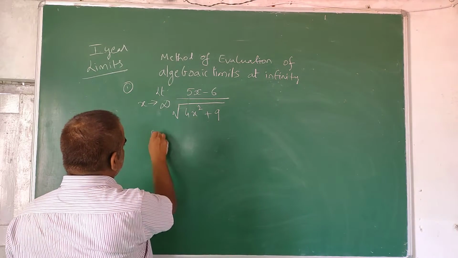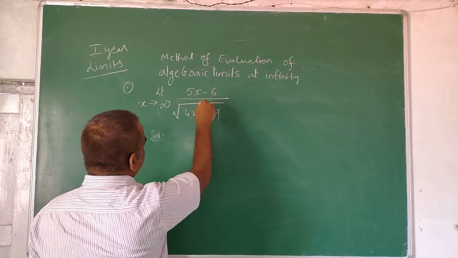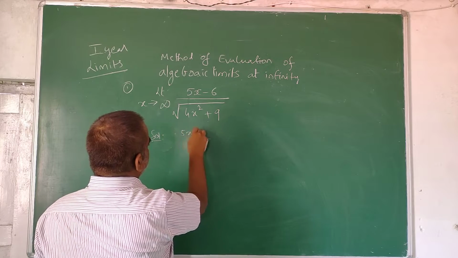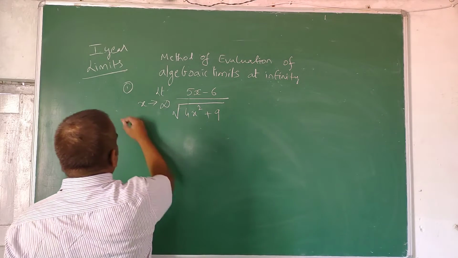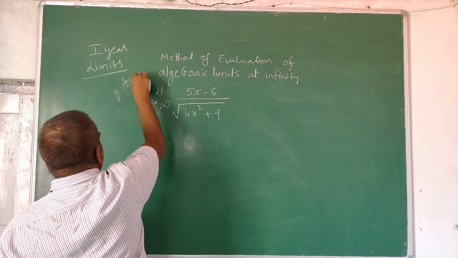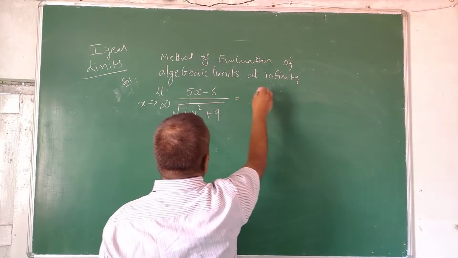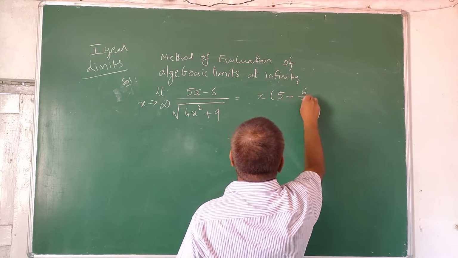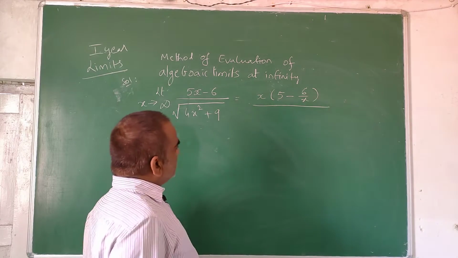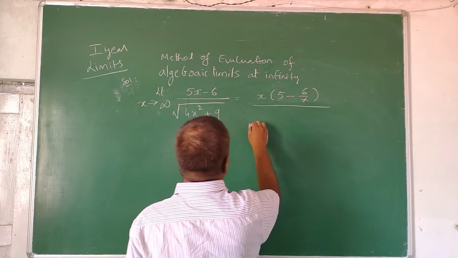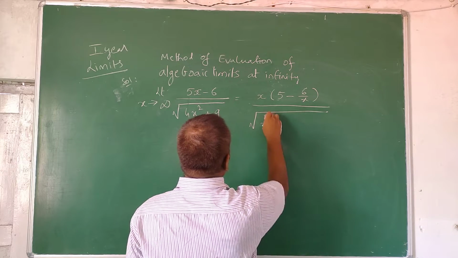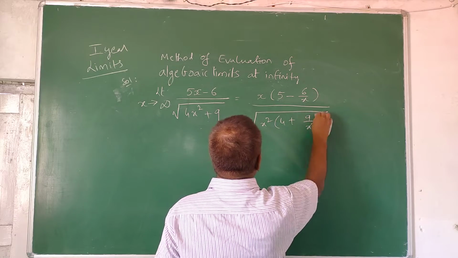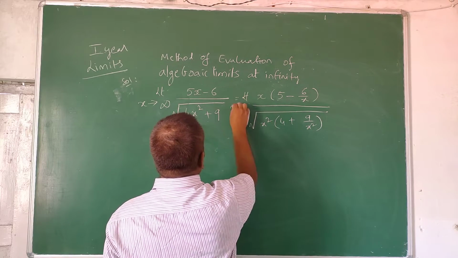Solution. This given limit is equal to, now take x common from the numerator, then you get 5 minus 6 by x. Now please take x square common under the square root sign, then it would be 4 plus 9 by x square, as the limit extends to infinity.